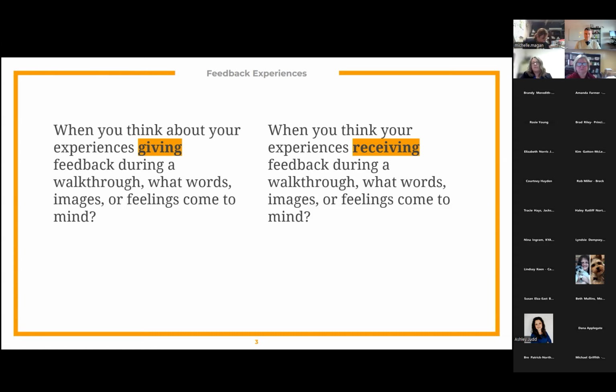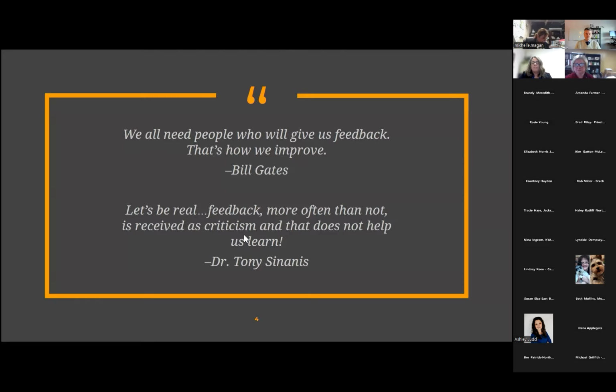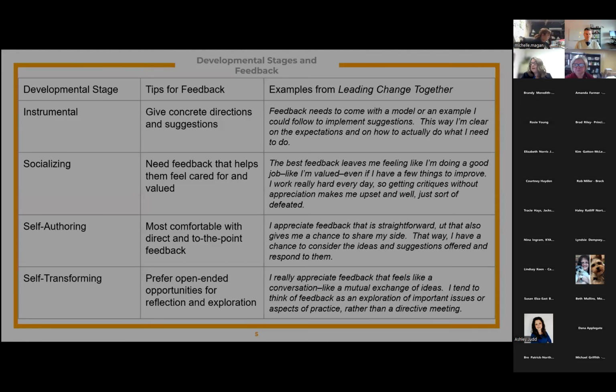All right, you guys are right on target with some of the things we're going to talk about today. So hopefully we'll be able to jump into some of those in a little bit more detail as we go through here. So these are just some quotes. We need people who will give us feedback because that's how we improve. And let's be real, feedback more often than not is received as criticism, and that does not help us learn. So we got to first change that mindset a little bit about feedback.